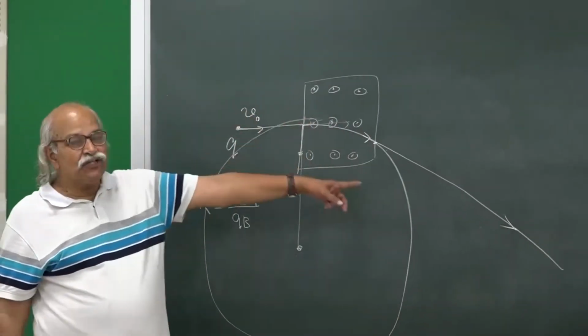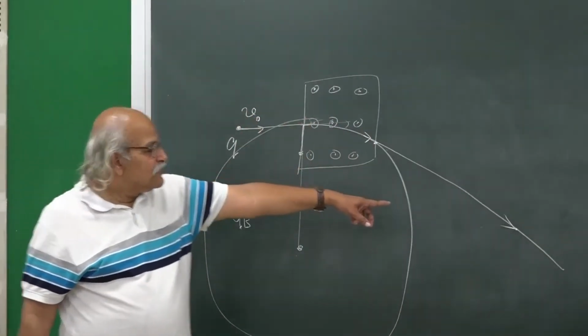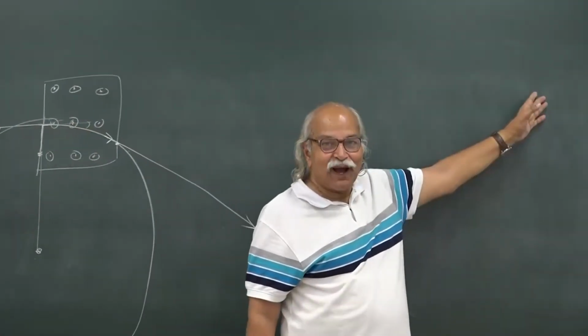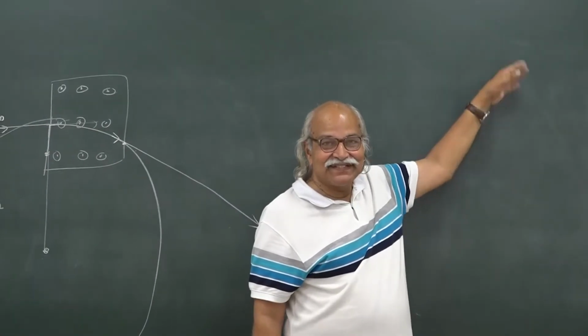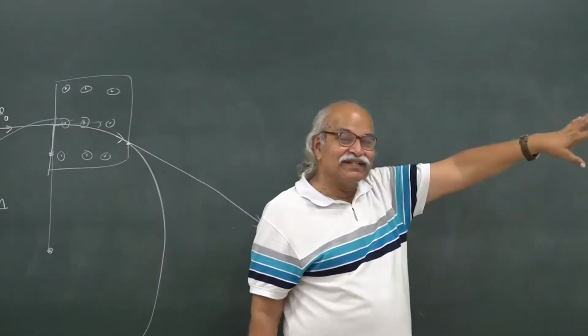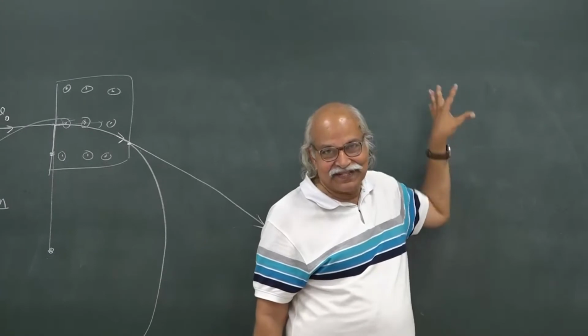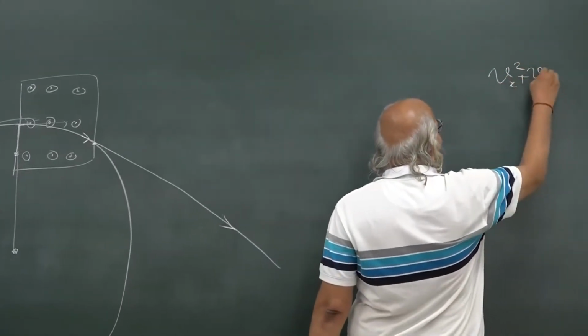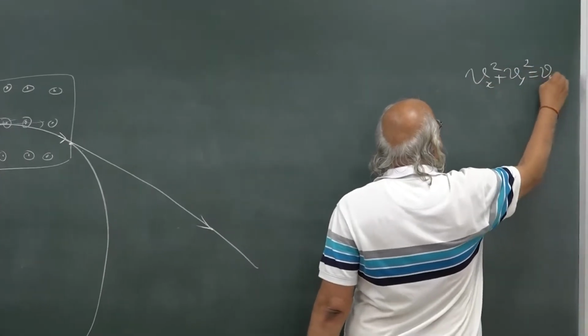Will the speed change? We erase that Vx and Vy. But in Vx and Vy, one is sin omega t, one is cos omega t, and some constants are there. So that Vx square plus Vy square, you will see it is just V naught square.